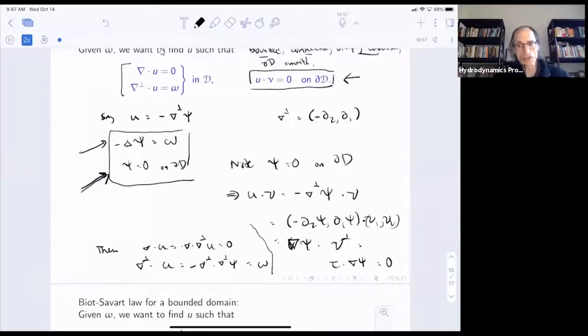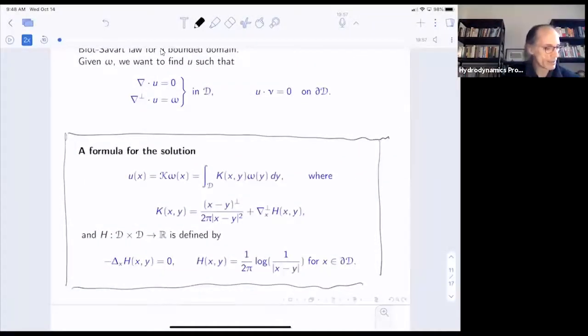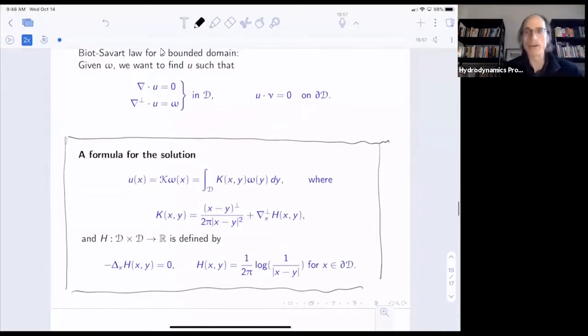For psi, I'll convolve with the logarithm as before, and that will give me a function whose Laplacian is omega. Then I want to add on a harmonic function that's not going to change the Laplacian, but it'll cancel out the unfavorable non-zero boundary conditions. That's this function h of x and y. Going over this a bit quickly, maybe I should say a bit more about this.